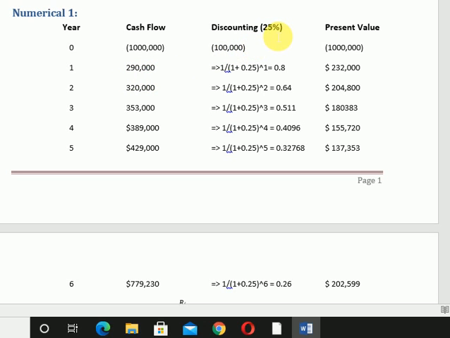At a 25% discount rate, we will first calculate the discounting factor. How will we calculate the discounting factor? 1 divided by (1 plus I), where I is 25%, raised to the power n. n is the number of years here in this question, so the year is 1. Clear?